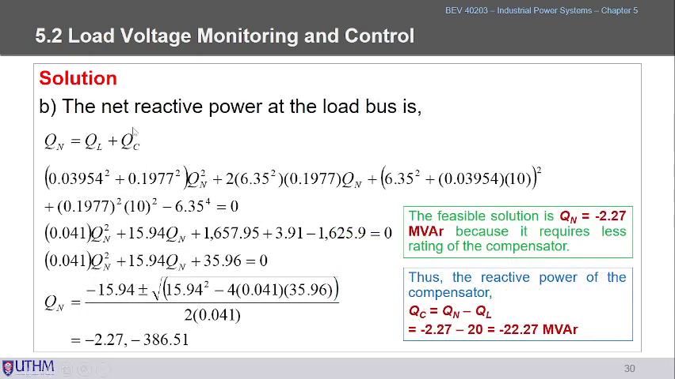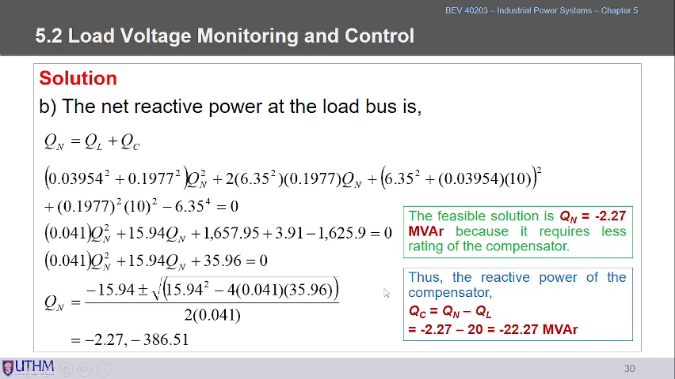For part B, in order to find the net reactive power, we use the formula here, the very long equation just now. We put in whatever is required, but this time Qn is our unknown. We simplify it until we have this, with A, B, and C here. We substitute into the solution, so that finally we have minus 2.27 or minus 386.5. By looking at the figure, we know this one is out already because it is not feasible. So the more feasible solution is minus 2.27.